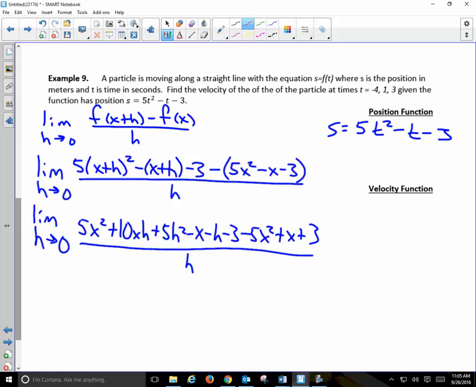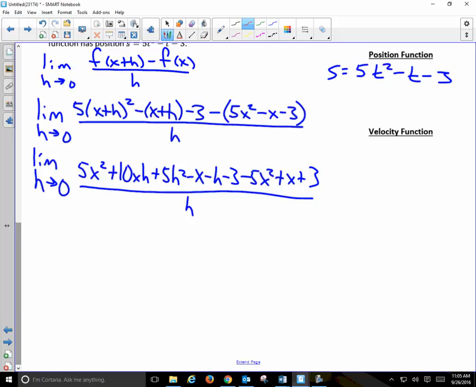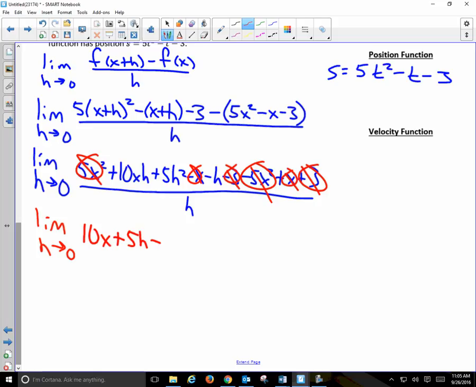Okay, now what? What cancels? 5x squared, negative 5x squared. Negative x, positive x. Awesome. If you remember from last year, we said if it doesn't have an h, it better cancel. If it doesn't, you did something incorrect. So now I have the limit as h goes to 0 of, can I take an h out of everything? So I get a 10x plus 5h minus 1.